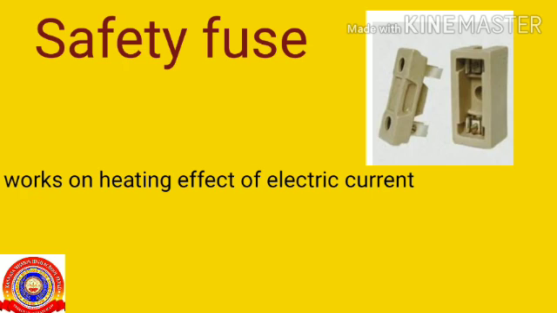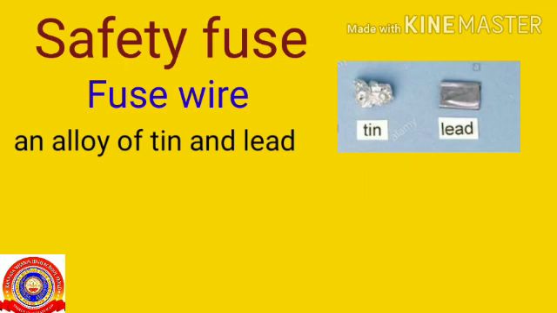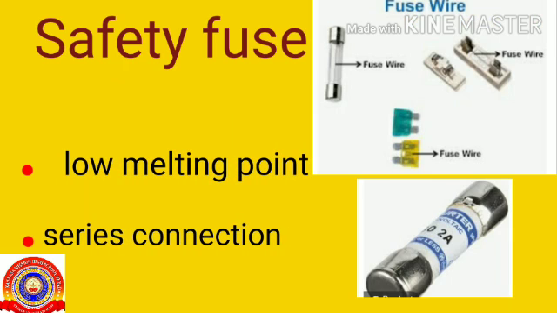Safety fuse is a device that works on the heating effect of electric current. Fuse wire, an alloy of tin and lead, is the main part of safety fuse. Alloys are used to make fuse wire. Fuse wire has a relatively low melting point. In each circuit, the fuse wire should be used in accordance with the current flowing through it. The fuse wire is connected to a circuit in series connection.